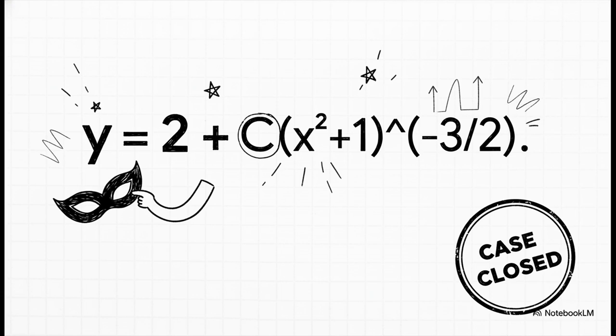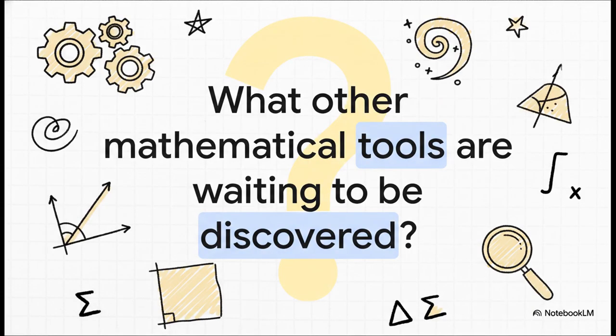And that c you see there, that's just our constant of integration. It means there's a whole family of functions that work, but we've cracked the fundamental structure. Case closed. You know, the integrating factor is an absolutely brilliant tool, but it was custom built to solve this one very specific type of problem. It really makes you wonder, doesn't it? For every single type of mathematical mystery out there, what other amazing secret weapons and clever tricks are just waiting for someone to discover them?